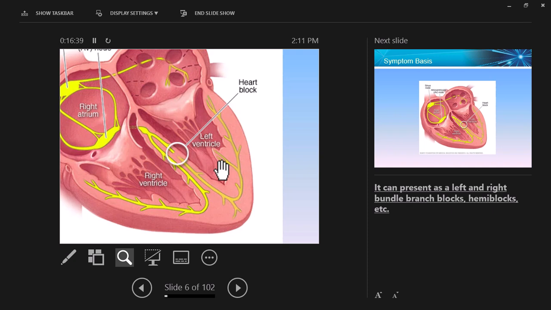So we can get a fascicular block, we can get a bifascicular block, which means two of them have a block in them, or we can actually have a trifascicular block, which means three of them are blocked, and that can lead to problems with the ventricles depolarizing. So again, when we're looking at hemiblocks, that's what we're talking about, okay? When we're looking at bundle branch blocks, we're basically looking at a problem down here in the septum.